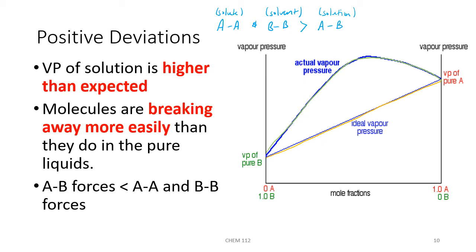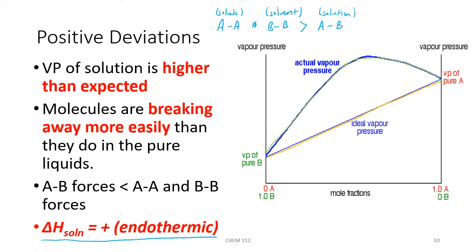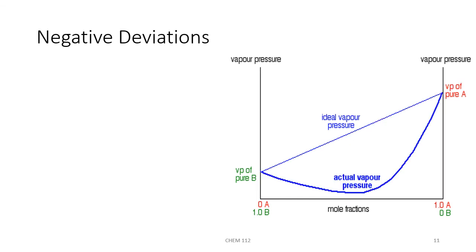When this happens, we end up setting up an endothermic solution. The enthalpy of solution is positive overall, and you would feel this as being cold to the touch. It would absorb heat from your hand. And this is because when A and B are mixed together, the energy given off when the new solution is created is less than the energy that was required to break away AA and BB separately, as we saw in those graphs earlier. There can also be negative deviations from Raoult's law.